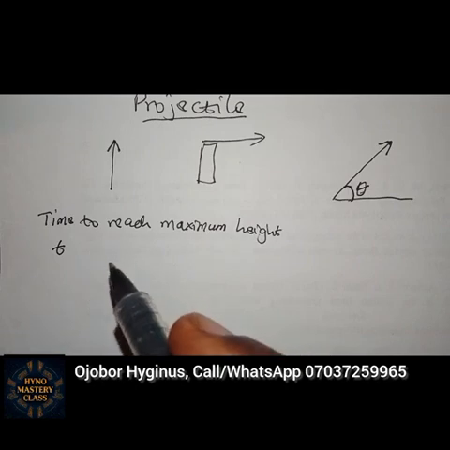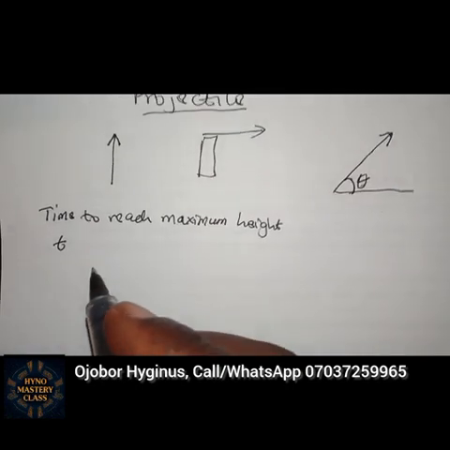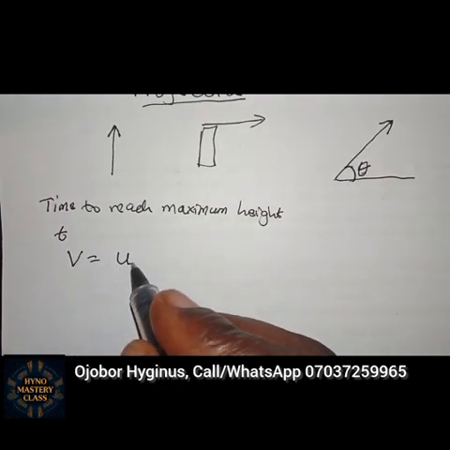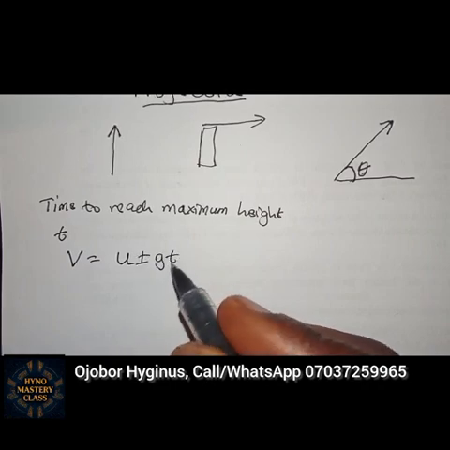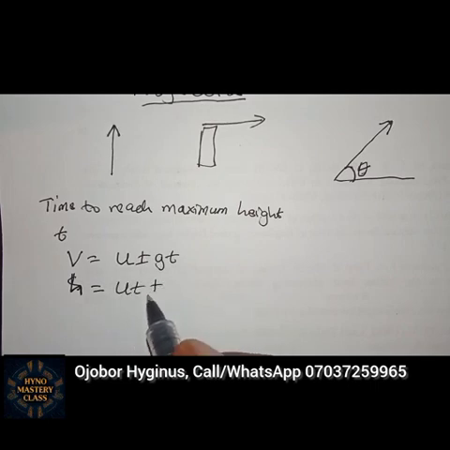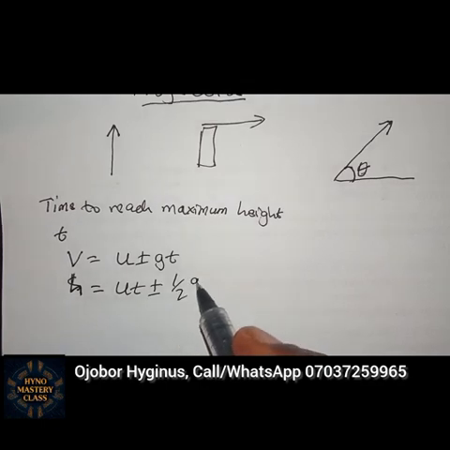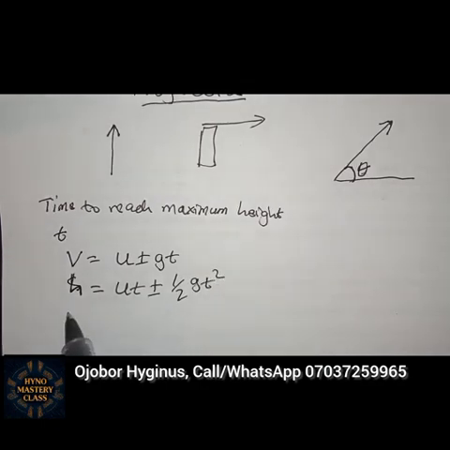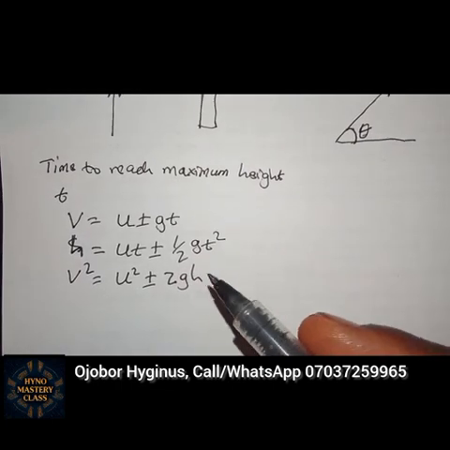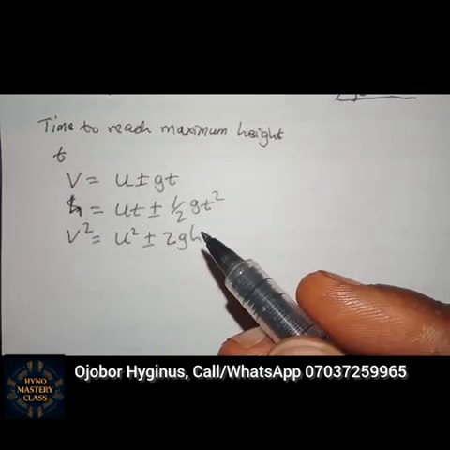Okay, now if we recall, under our equation of gravitational motion, the first equation we said that v equals u plus or minus gt. The second equation we said that h equals ut plus or minus half gt squared. And then the third equation we said v squared equals u squared plus or minus 2gh. So these three equations of motion are going to guide us to determine the quantities needed for a projectile at every point.